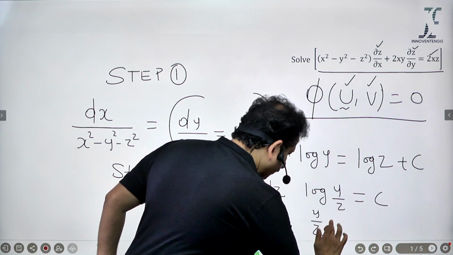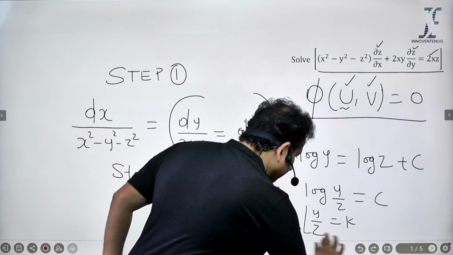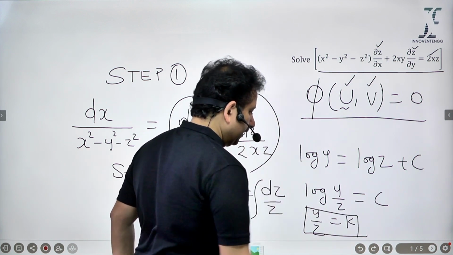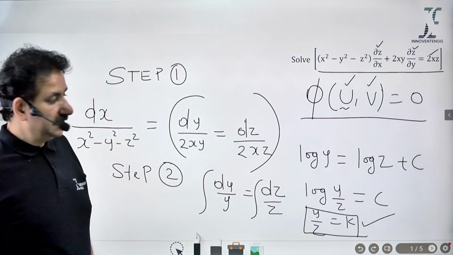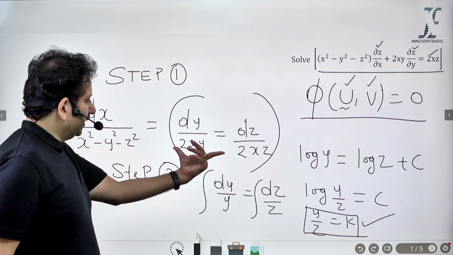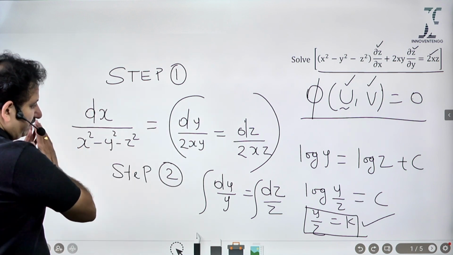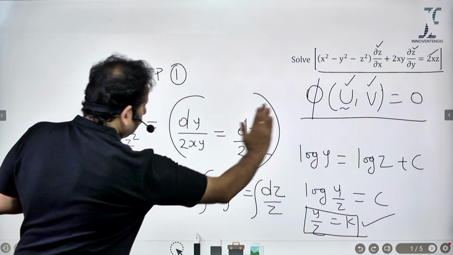And let me introduce one more constant, k. That means my first relationship is arrived at. So y by z, I could equate. The first step is obvious for every partial differential equation. This is what you got to write.